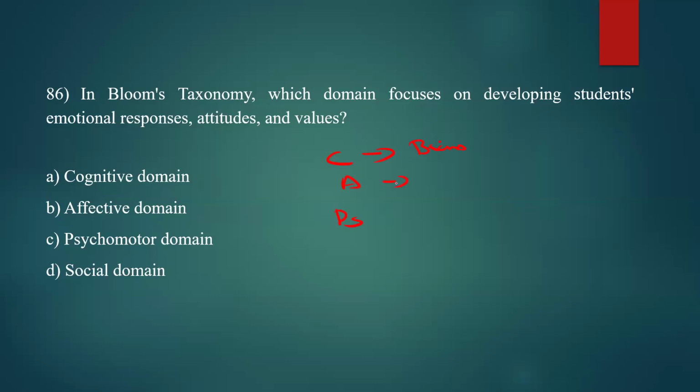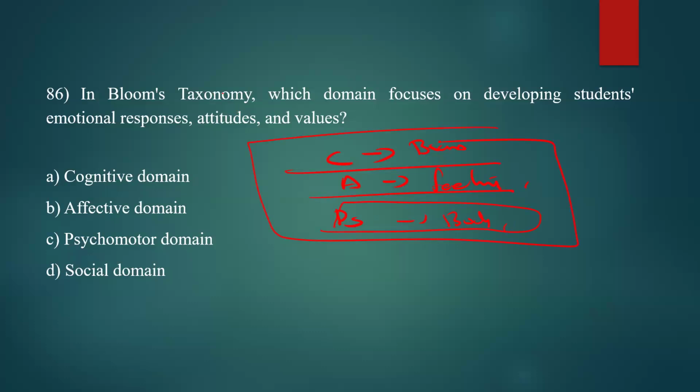Affective domain is talking about emotions and feelings. Then psychomotor is talking about skills, body movements, abilities like that. So these are the main things: cognitive is about the brain, affective is about the feelings, and psychomotor is about body movements and activities.